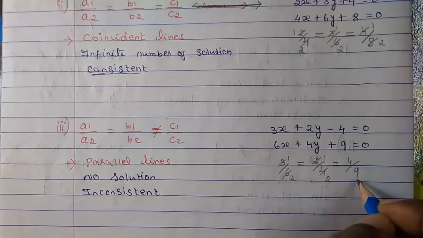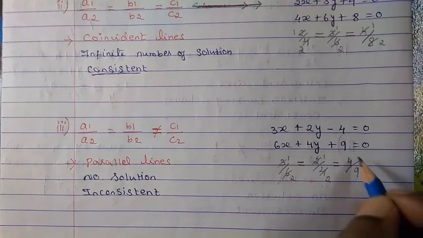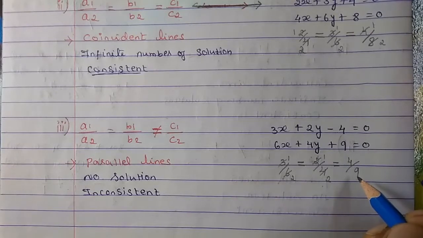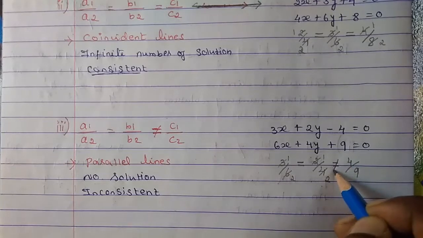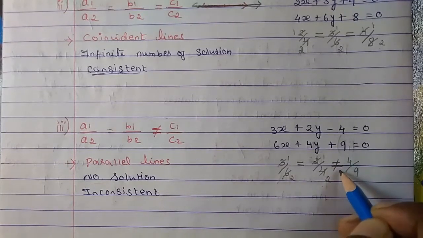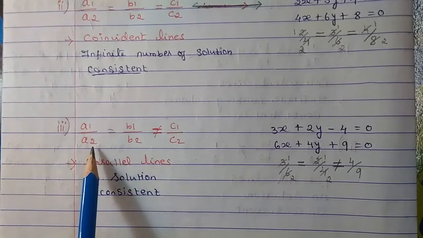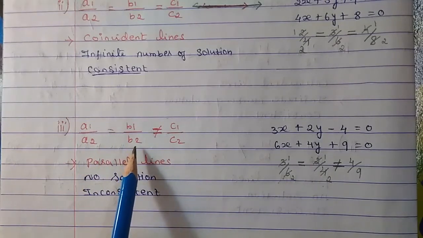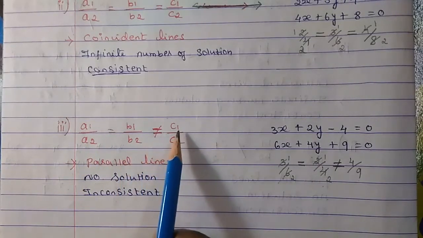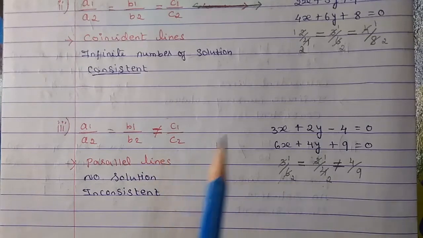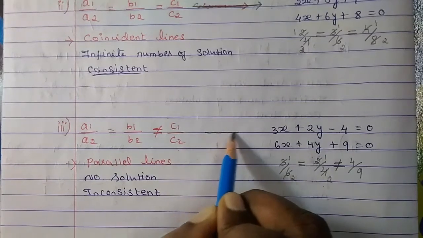Let's check this one now. This is 4 and this is 9. Can we divide this? No, because this is an even number and this is an odd number. So you cannot simplify this with a common table. We cannot simplify, that means this is not equal. So when you get this type of condition where a1 upon a2 is equal to b1 upon b2 but not equal to c1 upon c2, then our graph will be parallel lines.